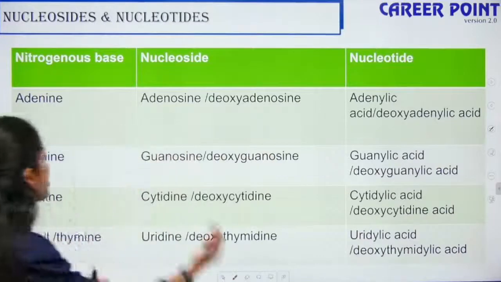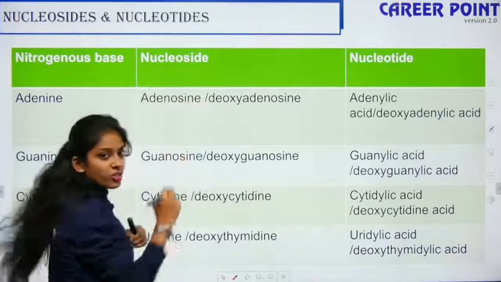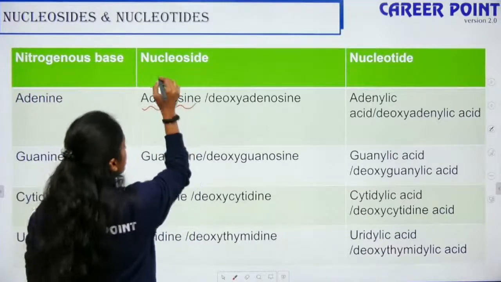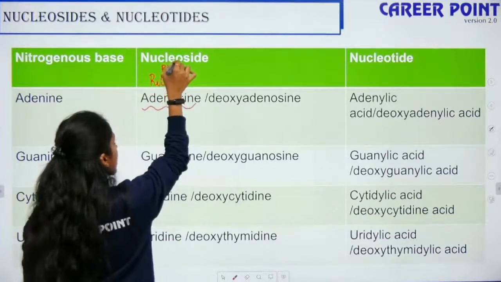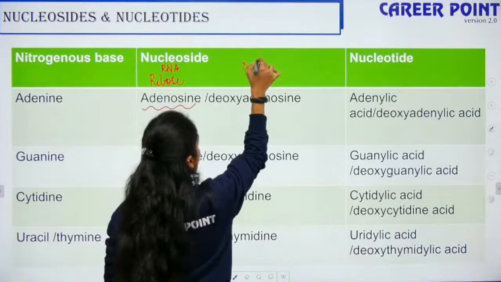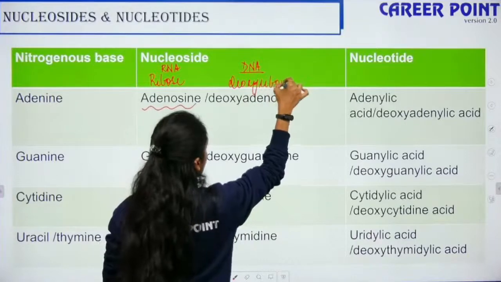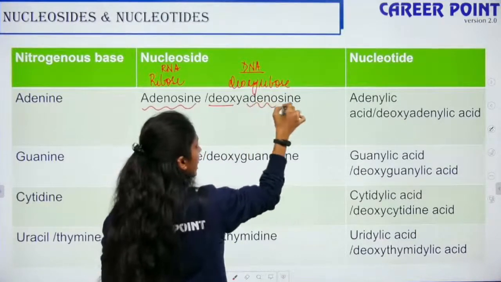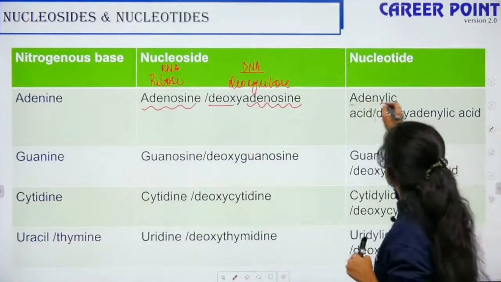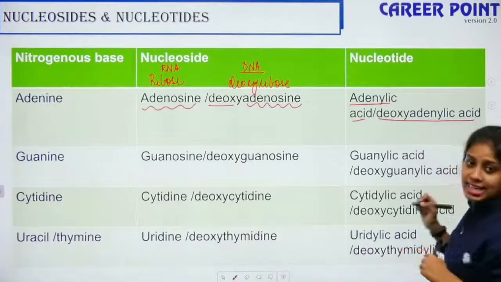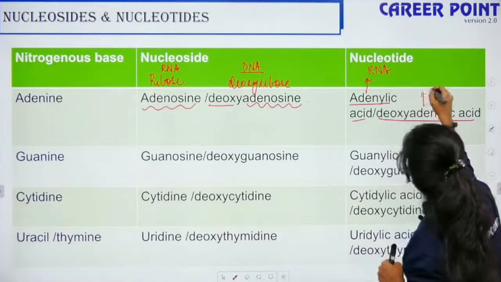Alright, fine. So please remember this table. This is also equally important. Adenine binds with the sugar to form a nucleoside. So this is adenosine when it binds with ribose sugar, which is in case of RNA, and in case of DNA, it is deoxyribose sugar. If it binds with deoxyribose sugar, it is deoxyadenosine. Now when it binds to a phosphate group, it is adenylic acid or deoxyadenylic acid. This is in case of RNA and this is in case of DNA.